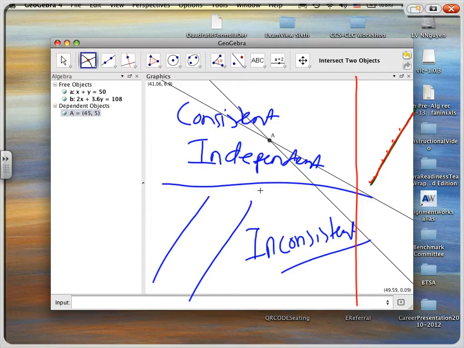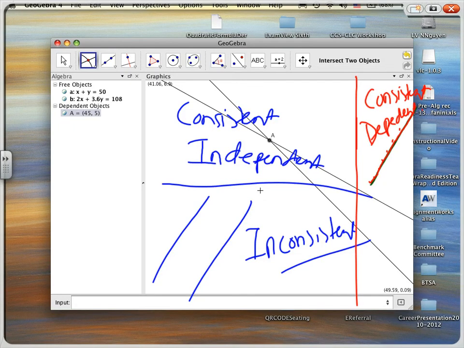Let's see if you can come up with a name. This one right here is called consistent independent. This one is inconsistent. What do you think I should call that one? Yes? Consistent, very good. Consistent means yes, there's a solution. There are, or is. And because this thing depends on the other one, we call it consistent dependent. And please make sure you know these three terms as well.